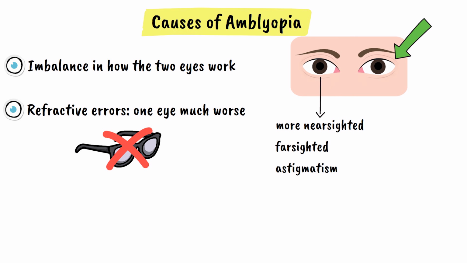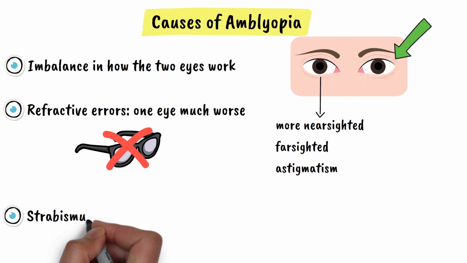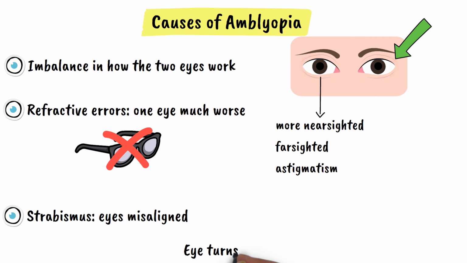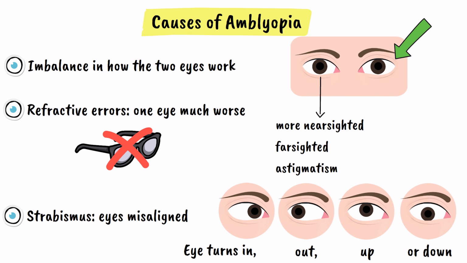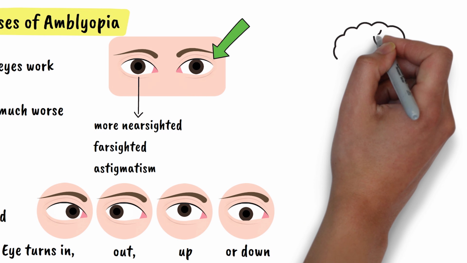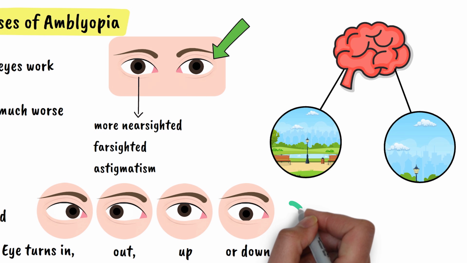The second major cause is strabismus, which is when the eyes don't line up properly. One eye might turn in, out, up, or down while the other eye looks straight. When the eyes aren't aligned, the brain receives 2 different images and suppresses the image from the misaligned eye.